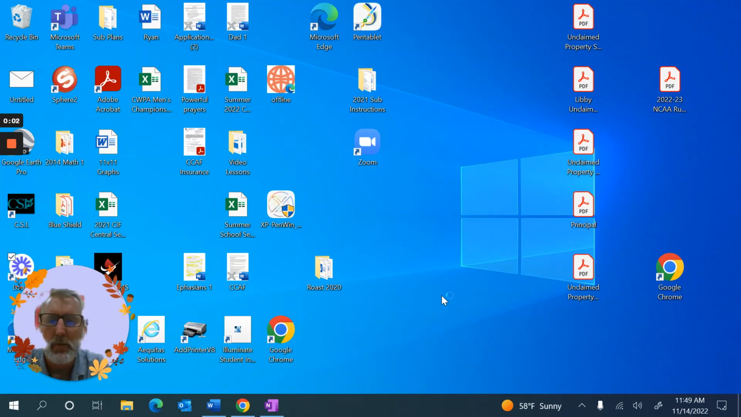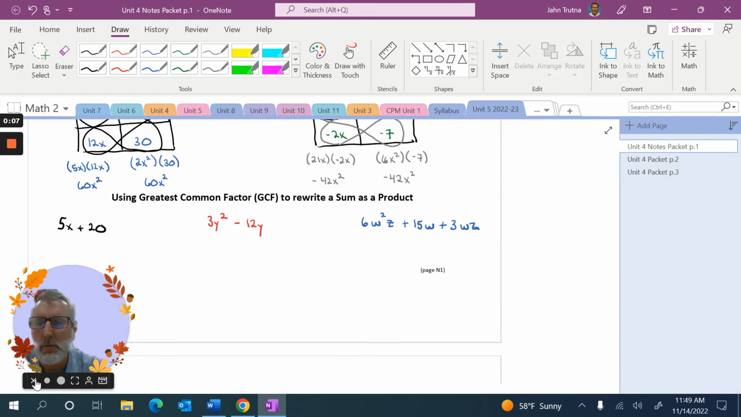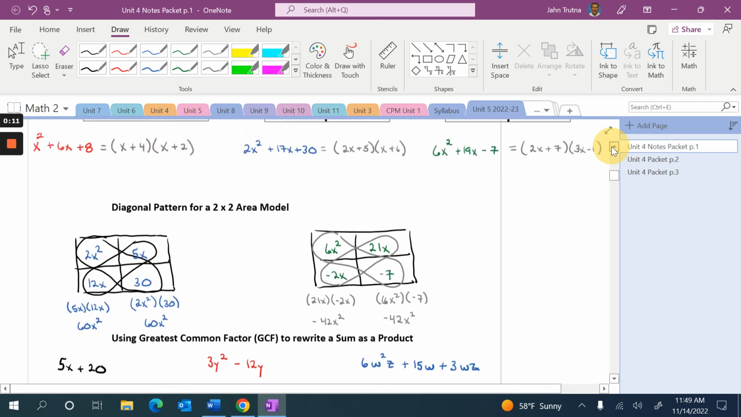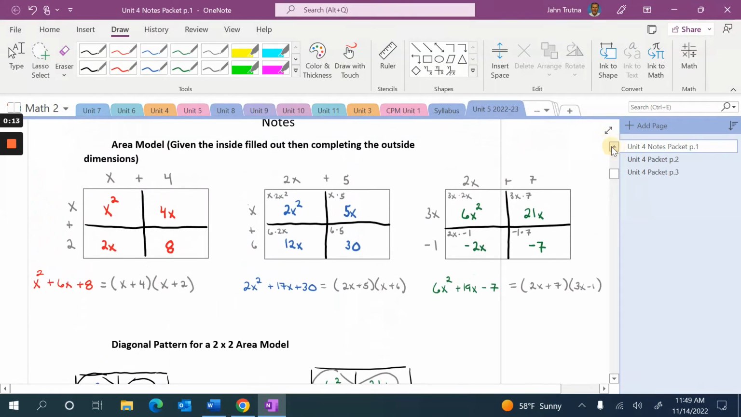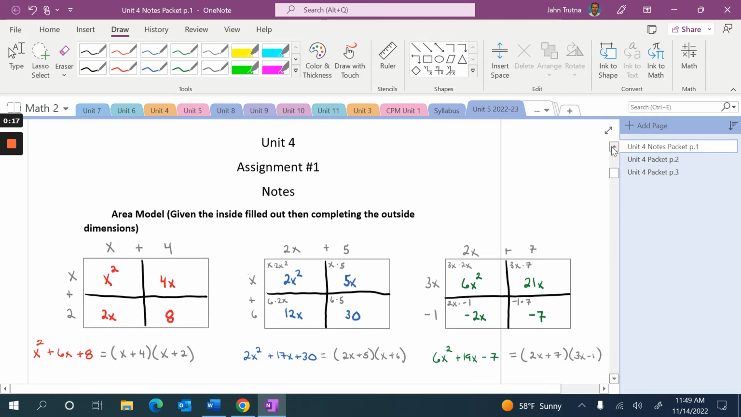Unit 4, assignment number 1's notes. Let's do it. All right, guys, if you were absent in class, you probably want to pause the video right now. We are on Unit 4, assignment number 1's notes. We filled out the area model, given the inside filled out, then completing the outside dimensions. We went over how to work this out.